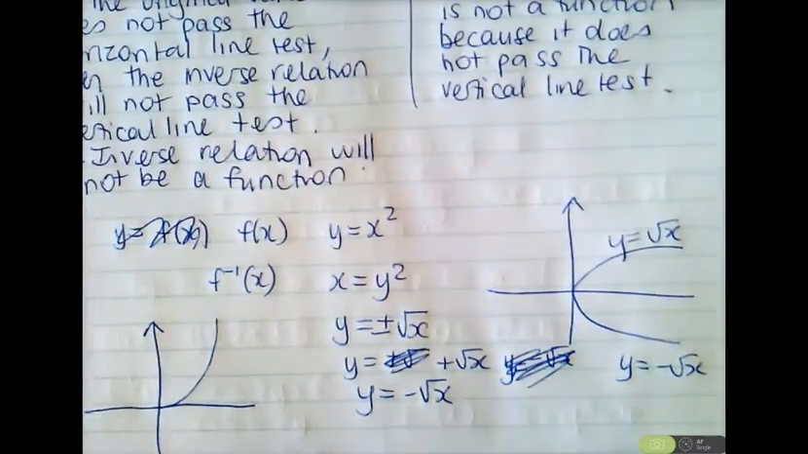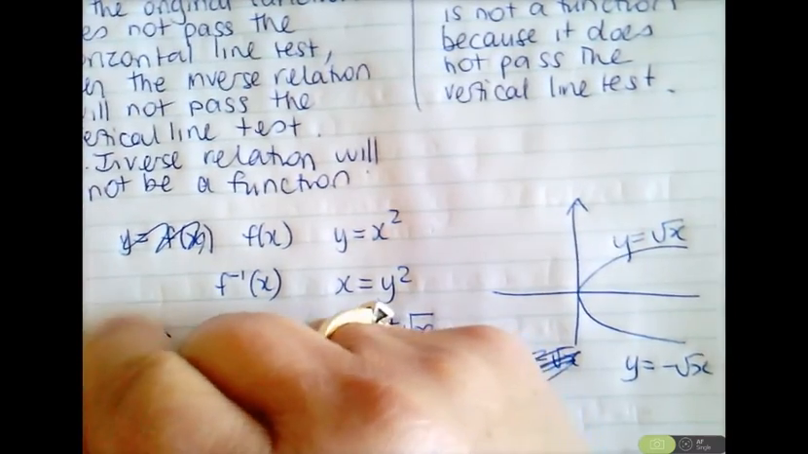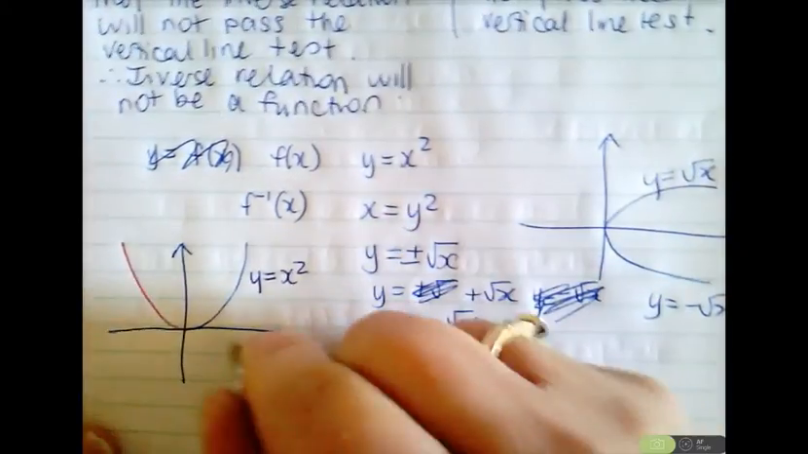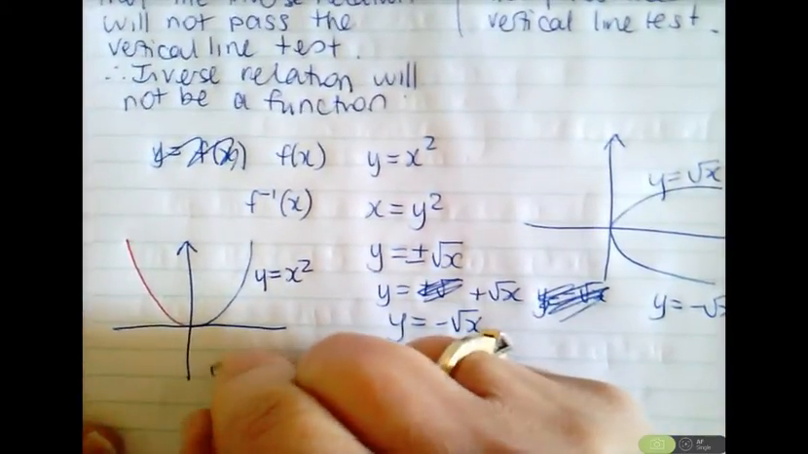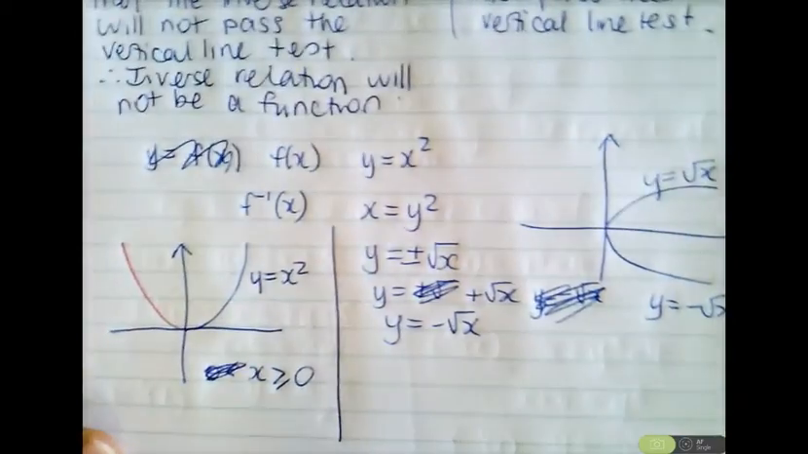Now, if I take my original y equals x squared curve and just draw part of it, I'm going to put them in two different colours. Yes, this whole curve is y equals x squared, but for the first bit, in the blue bit, I just want to go from x greater than or equal to 0.